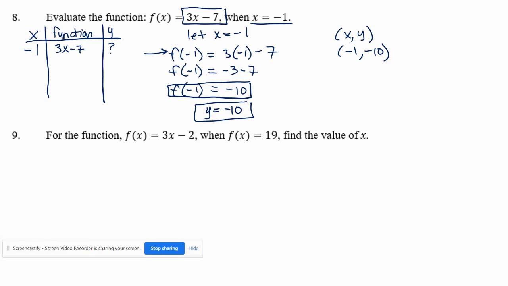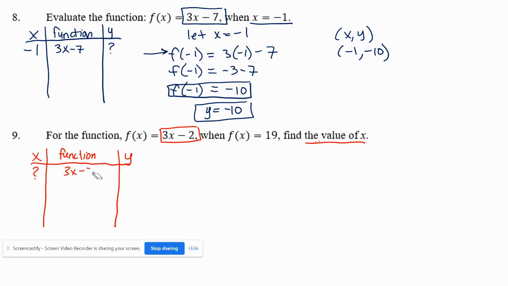All right, number 9, we have the function f of x equals 3x minus 2. When f of x equals 19, find the value of x. Okay, so again, we have a 3-column table. We plug in x. We know what's going to come out is y. And the function goes in the middle. They're telling us to find the value of x, which means we don't know what was plugged in. We know we had to plug it into 3x minus 2, and what came out was 19. So they sort of want us working backwards here.